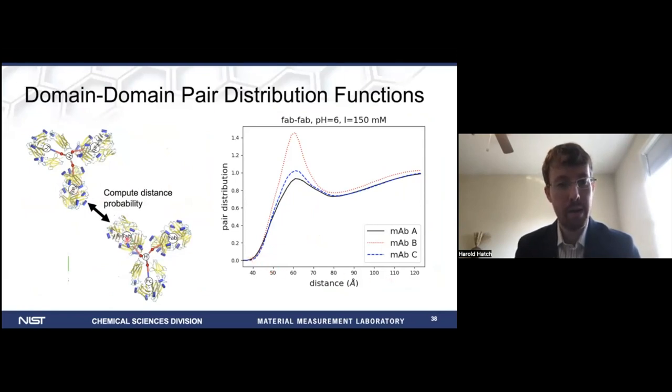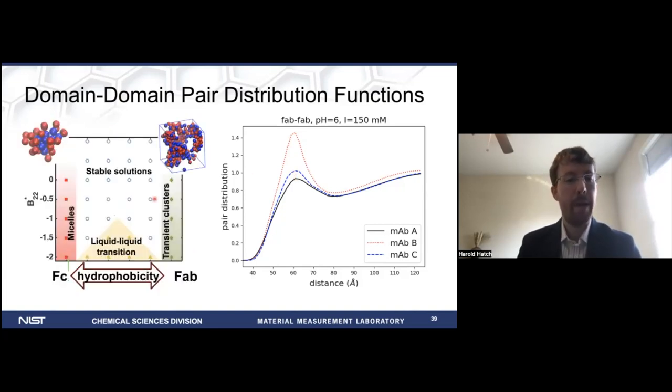If you remember before, around 60 angstroms is roughly the contact distance. So this is showing the pair distribution. mAb B has a much more likely probability of the Fab arms coming into contact than mAbs A and C. And we know that's problematic based on some of the previous coarse grain simulations.